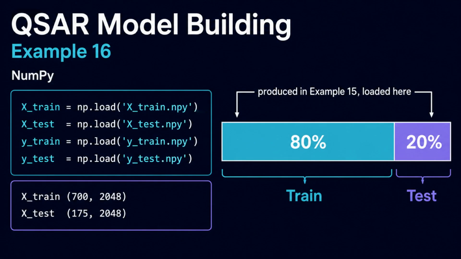Now we build QSAR models. Example 16 simply loads the 80-20 split that example 15 already produced, the 4 arrays X-train, X-test, Y-train, and Y-test, and prints their shapes so you can confirm the fingerprint width and the sample counts. There is no separate validation set here. Hyperparameter tuning comes later, through cross-validation on the training set. Holding out a test set this way prevents overfitting and gives honest performance estimates.